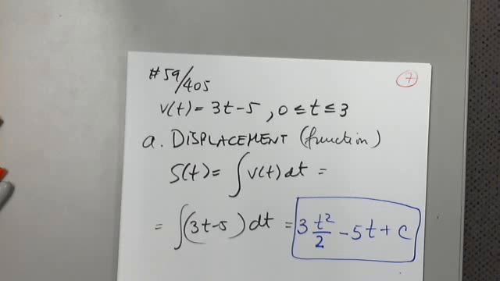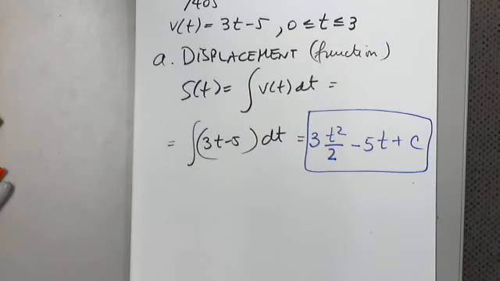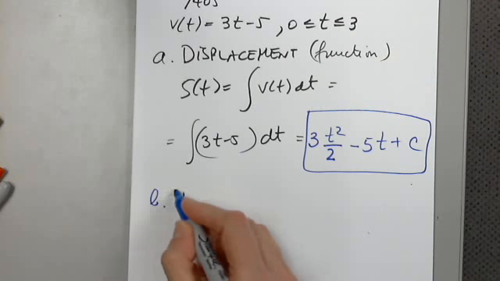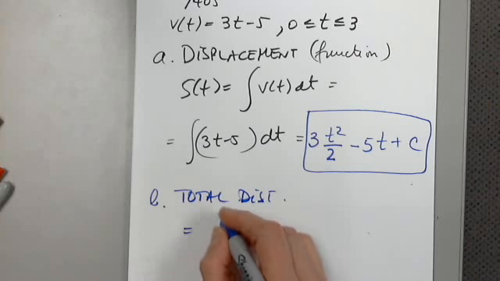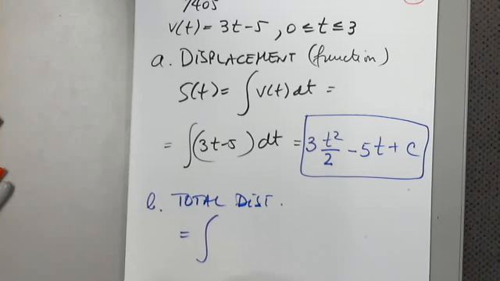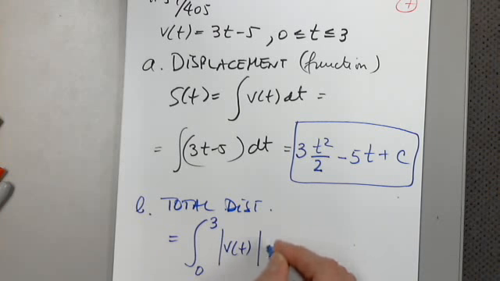In part B, we're asked to find the total distance traveled by the particle during the given time interval. We are given a time interval 0 to 3. So in part B, total distance. That is the definite integral from t1 to t2, which is 0 to 3 in our case, of the absolute value of v of t dt.